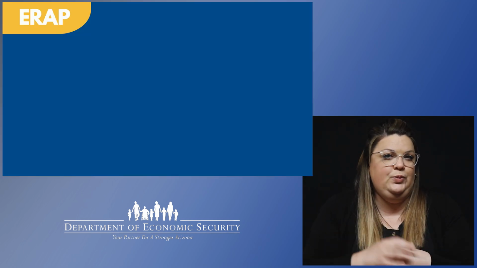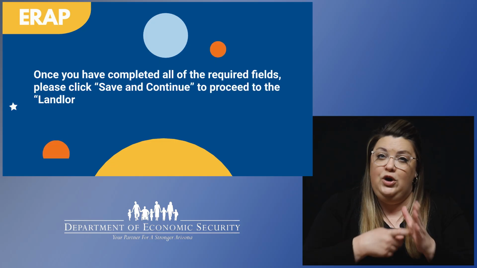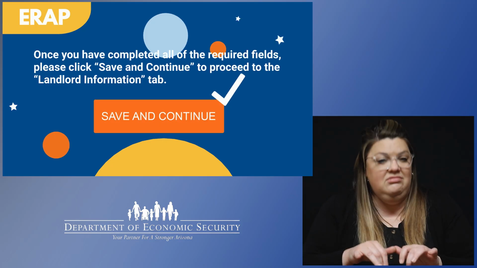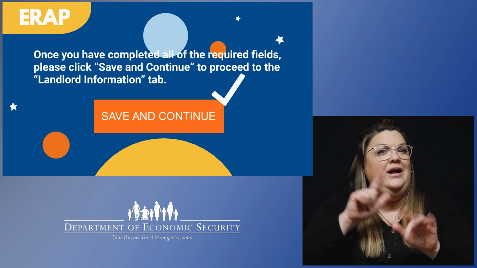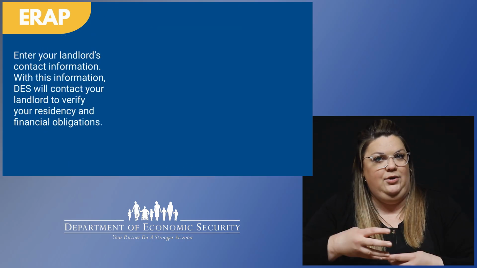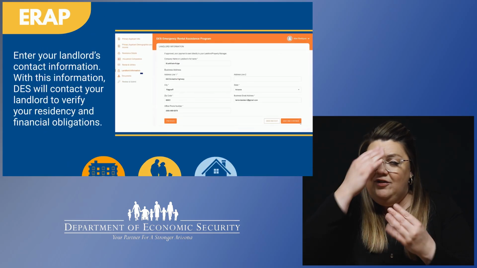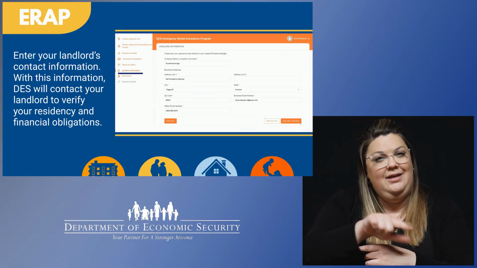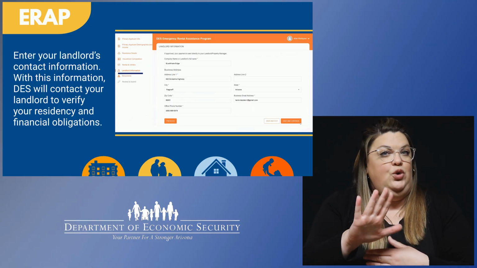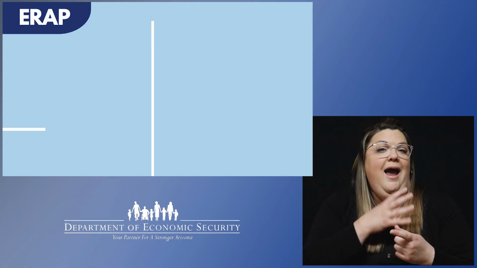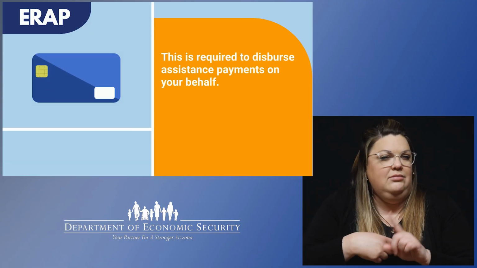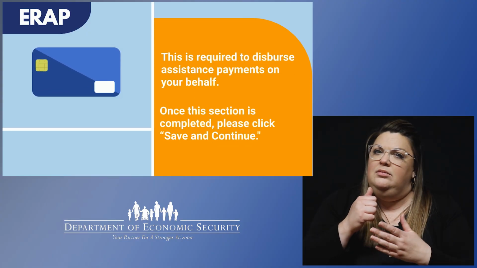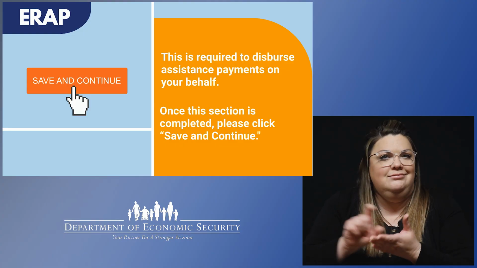Once you have completed all of the required fields, please click Save and Continue to proceed to the Landlord Information tab. Enter your landlord's contact information. With this information, DES will contact your landlord to verify your residency and financial obligations. This is required to disperse assistance payments on your behalf. Once this section is completed, please click Save and Continue.